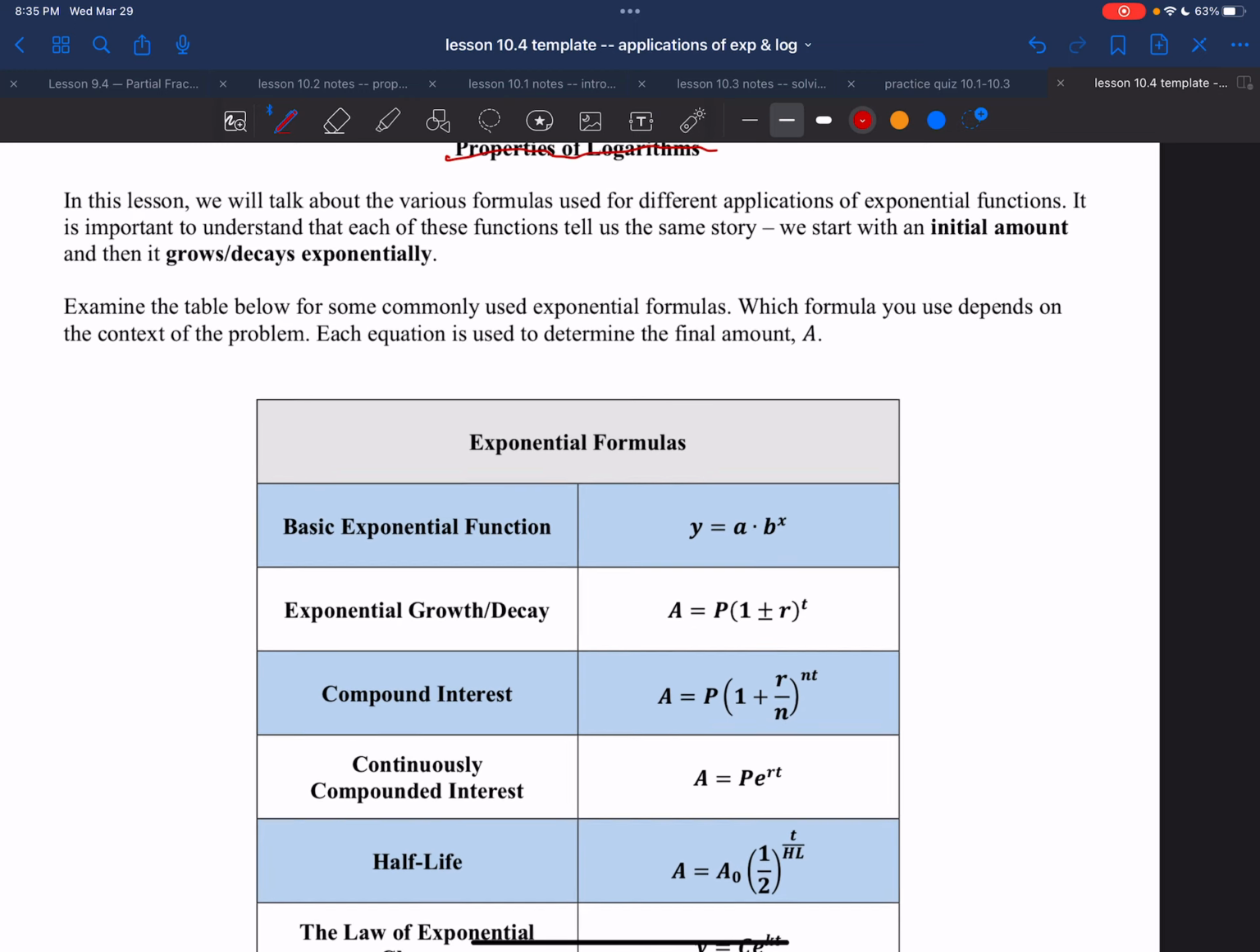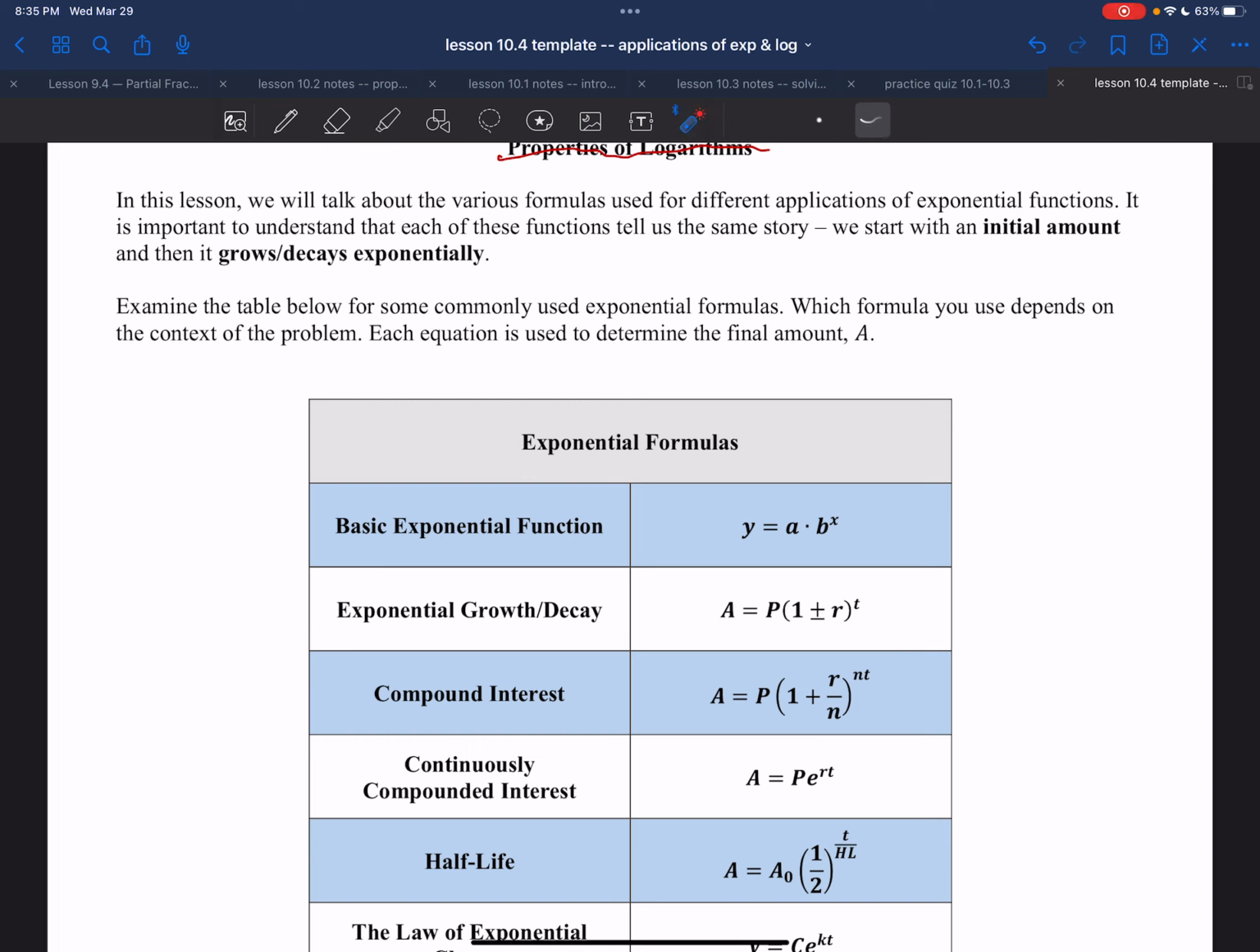So that's our goal. A quick preface before we get started with everything. In this lesson, we're going to talk about the various formulas used for these different applications. And it's important to understand that each of these functions tells us the same story. We start out with an initial amount, some beginning value, and then with that value, it's either going to grow or decay exponentially. So it's either going to grow really fast or decay really fast. When I say decay, I mean decrease. It's a decreasing function.